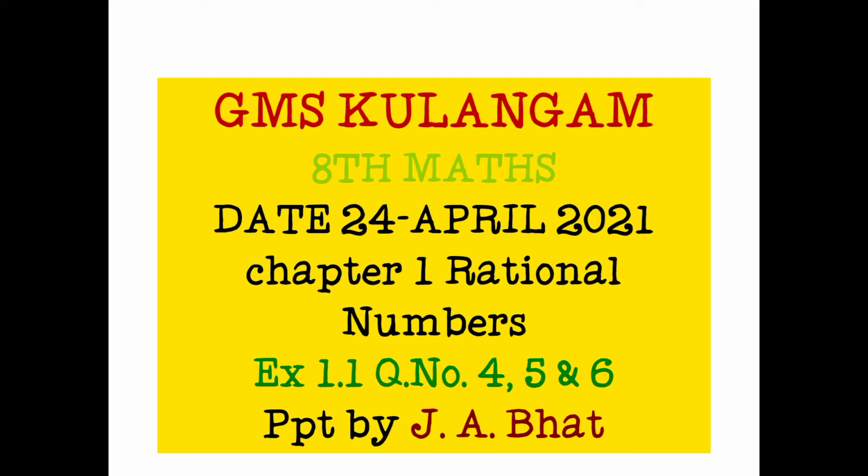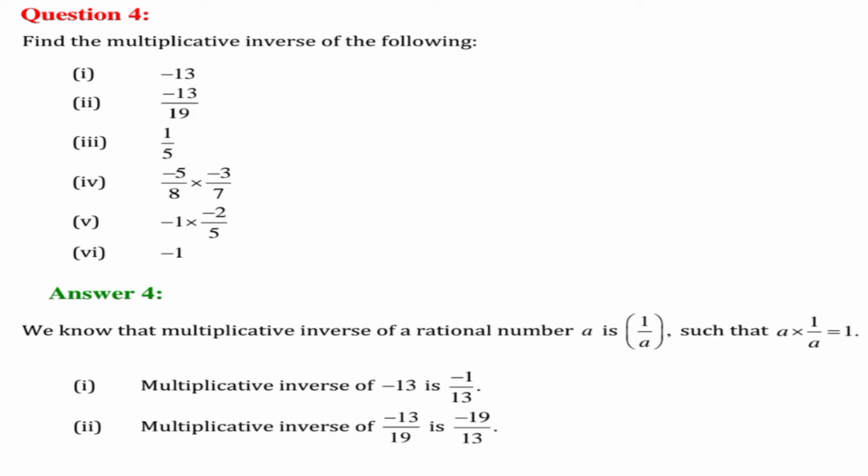Today, we will try to solve a few more questions of the same exercise. Exercise 1.1, Chapter 1, Rational Numbers. Question number 4 of exercise 1.1 is: find the multiplicative inverse of the following.